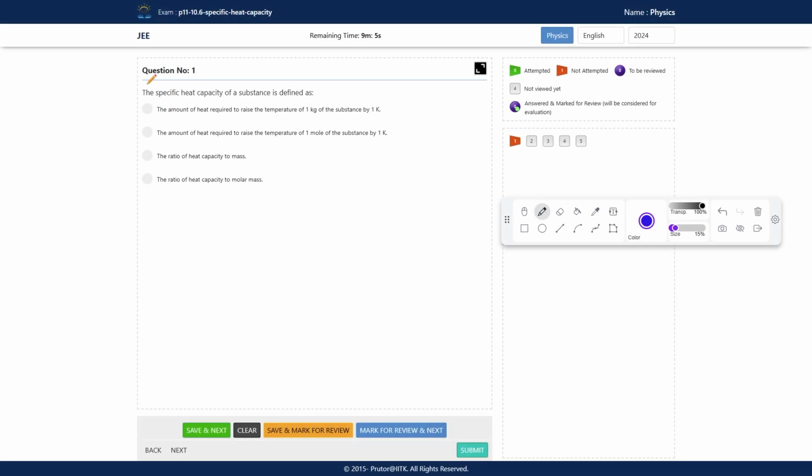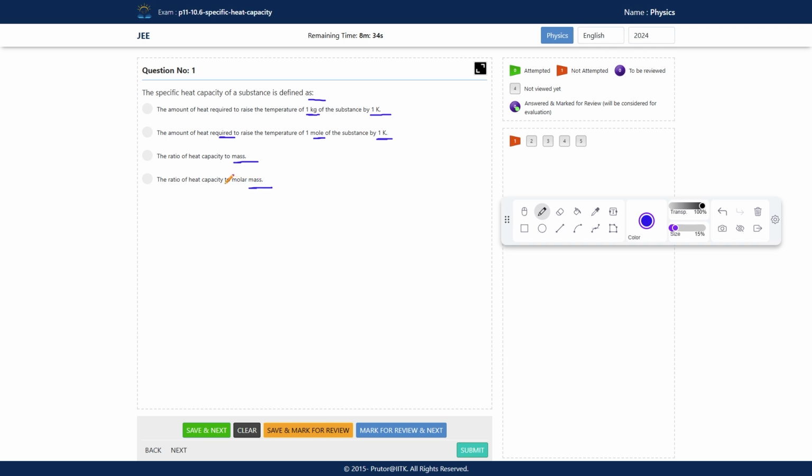The first question: the specific heat capacity of a substance is defined as, option one, the amount of heat required to raise the temperature of 1 kg of the substance by 1 Kelvin. Second, the amount of heat required to raise the temperature of 1 mole of the substance by 1 Kelvin. Option three, the ratio of heat capacity to mass. And the last one, the ratio of heat capacity to molar mass.